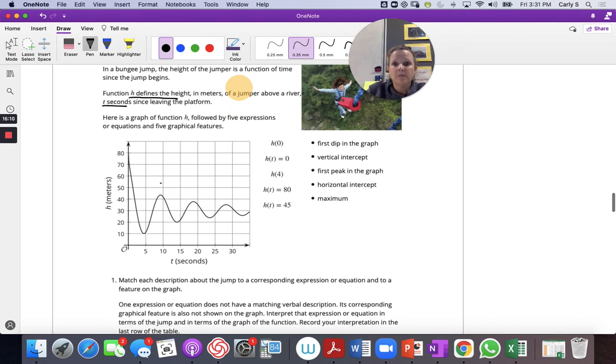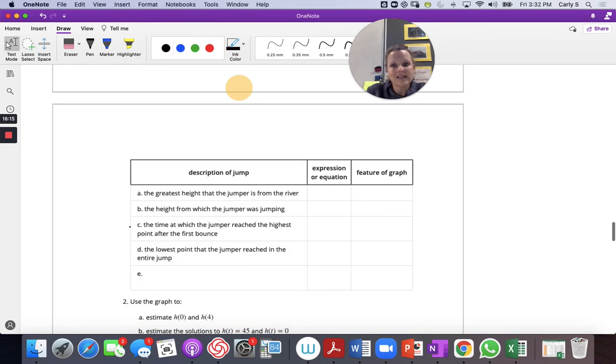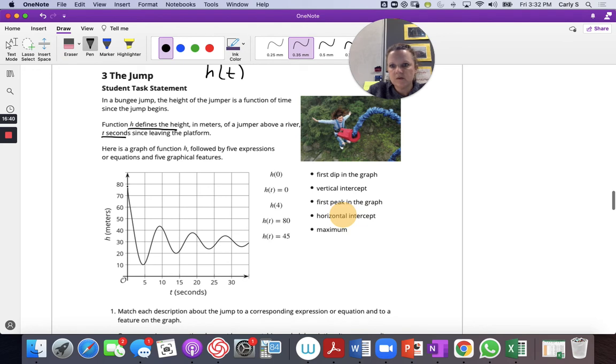All right, so we have a graph, h of 0, that would be the height at time equals 0. So the greatest height the jumper is from the river, the height from which the jumper was jumping. So it's not necessarily greatest, because remember the jumper goes down and then bounces up higher and then goes down. Okay, so that would be h of 0. And that would also be the vertical intercept. So that right there is h of 0 and the vertical intercept.